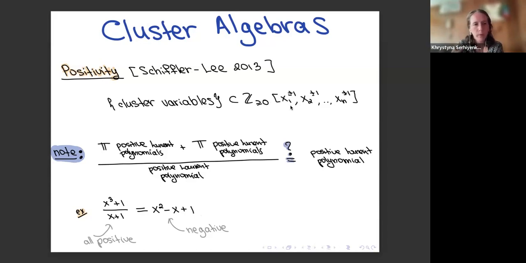It was first proved for various types of cluster algebras, but at the end, Lee and Schiffler found a nice, uniform proof, which surprisingly didn't use any heavy machinery at all. It was just lots and lots of algebra. So if you want to look at that paper, yeah. So that was a nice result.